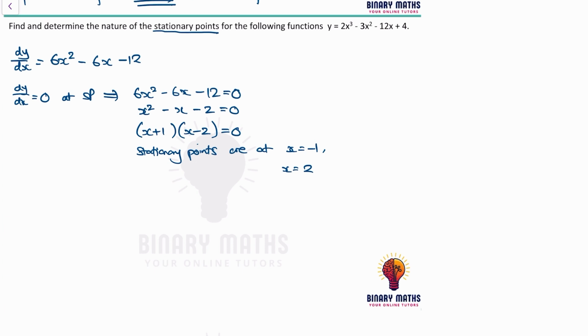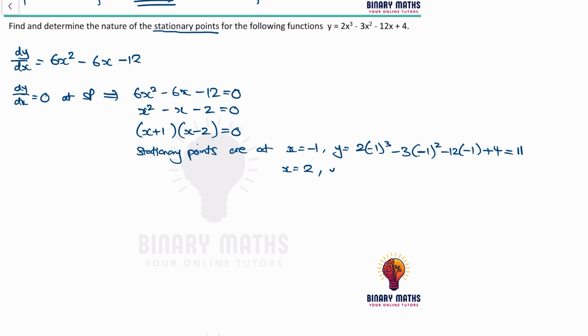So when x equals minus 1, we need to find the y value. So y will be equal to 2 times minus 1 cubed minus 3 times minus 1 squared minus 12 times minus 1 plus 4, which gives us a value of 2. That is incorrect. Let's try that again. So I get 2 times minus 1 cubed, which is minus 2. Minus 3 times minus 1 squared is minus 3, which is minus 5. Minus 5 plus 12 is 7. 7 plus 4 is 11. Sorry, so y is equal to 11.